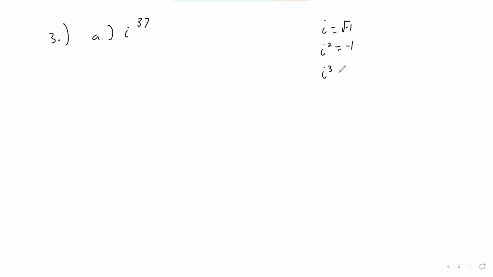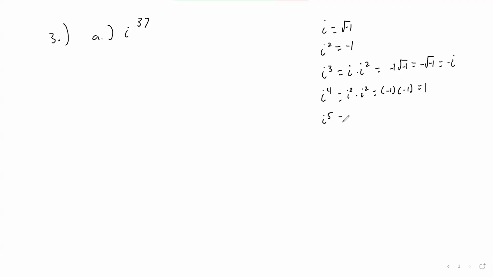What does i cubed give me? Well, i cubed would be the same thing as i times i squared. So that would just give me negative 1 times the square root of negative 1. So in this case, just negative square root of negative 1, also known as negative i, because that's what that would be. Then i to the 4th is the same thing as i squared times i squared, which is the same thing as negative 1 times negative 1, which is just 1.